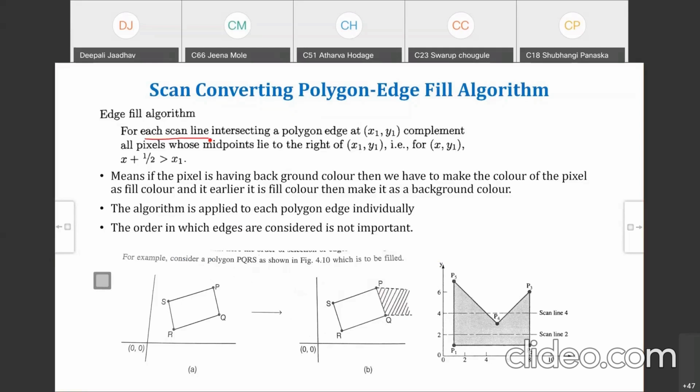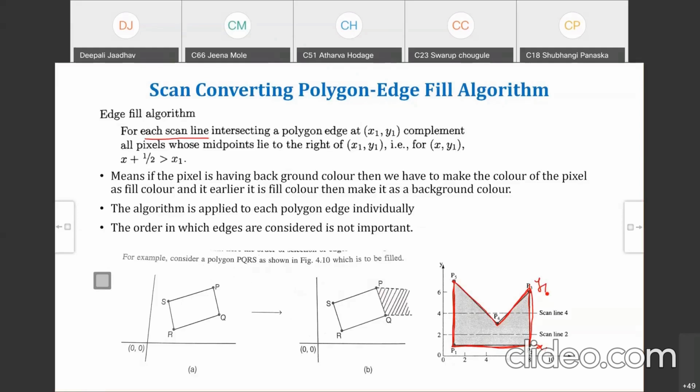For example, suppose this is the polygon shown here with the edges P1, P2, P3, P4. P1 to P2, this is one edge. P2 to P3, second. P3 to P4, P4 to P5, and P5 again to P1. So these are the edges of this polygon. We call this point, for example, x1, y1. This is the edge.